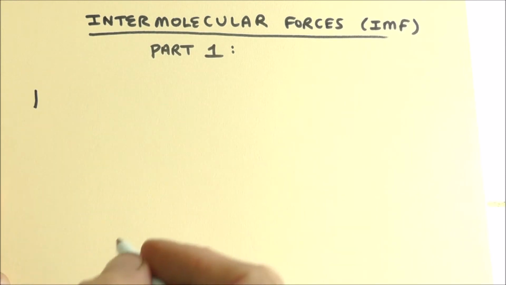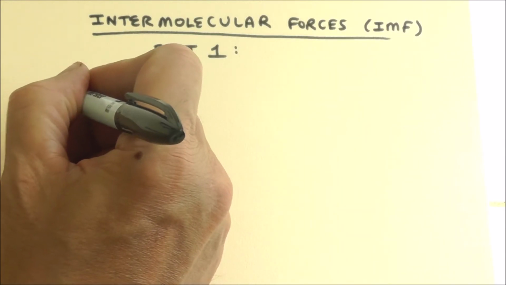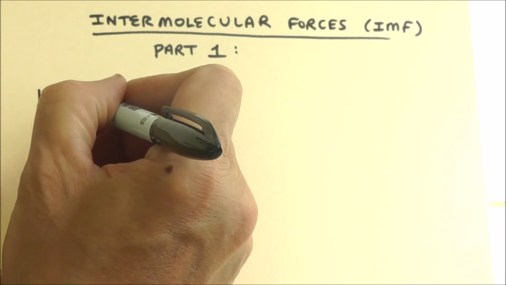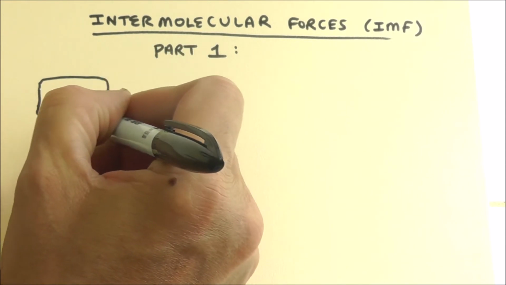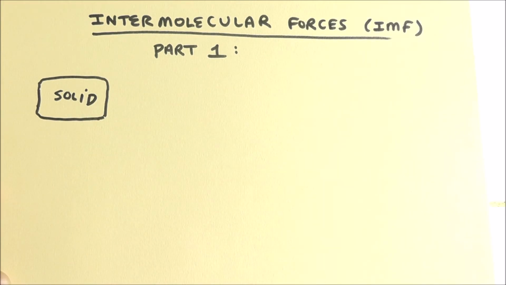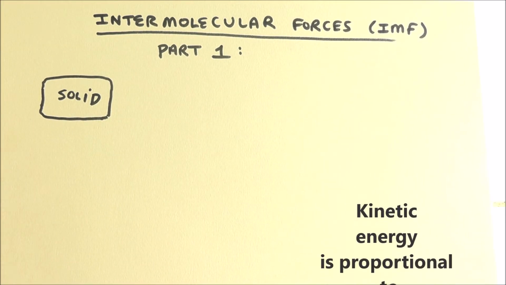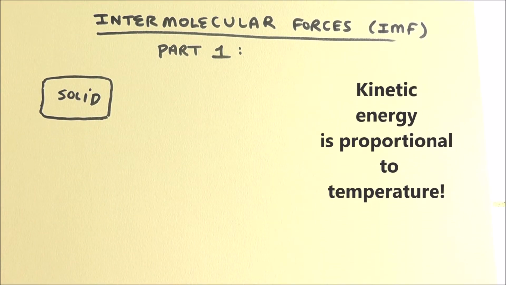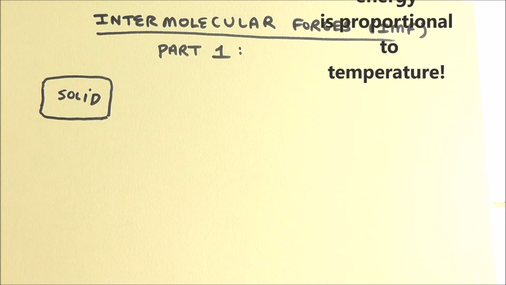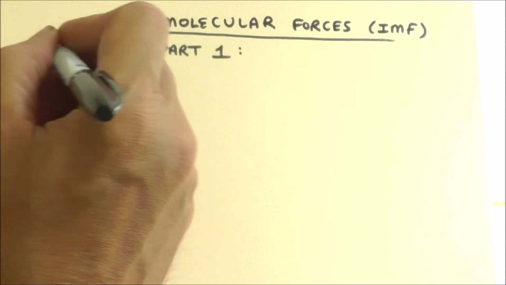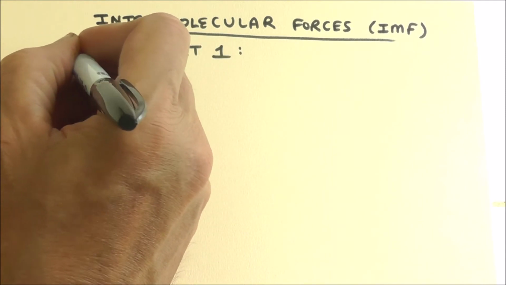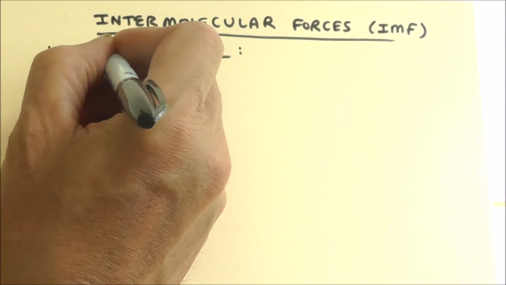Okay, let's make a little diagram here. You all know what a solid looks like. So this is the state that is solid. And let's only talk about kinetic energy. So kinetic energy is related to temperature. And as you increase the kinetic energy, we're going to say this is going to be increasing kinetic energy. Fair enough?